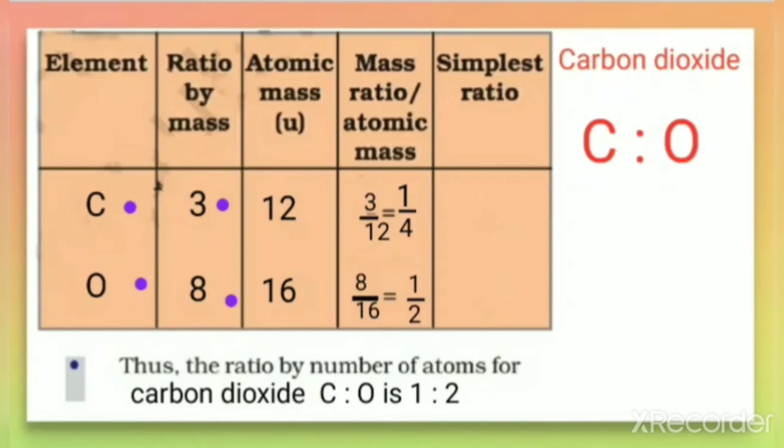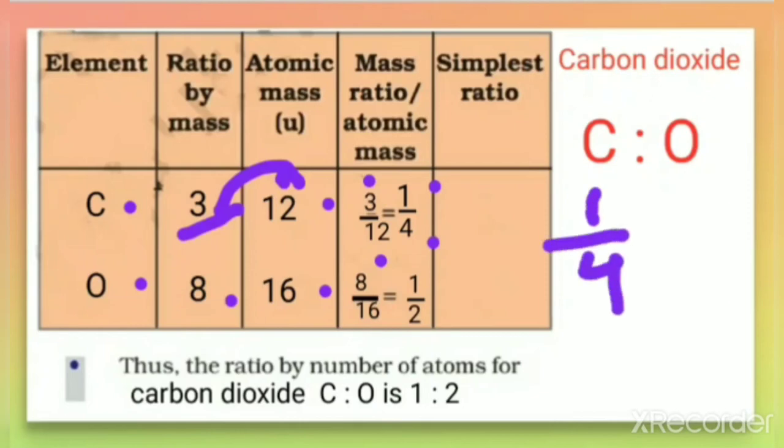Atomic mass for carbon is 12. For oxygen it is 16. Now we have to divide 3 divided by 12. So 3 divided by 12 is equal to 1/4. We got the value 1/4, so I'm writing the value 1/4 here. Similarly, we'll be doing for oxygen, that is 8 divided by 16. So that gives rise to 1/2. So I'm writing for oxygen it is 1/2.